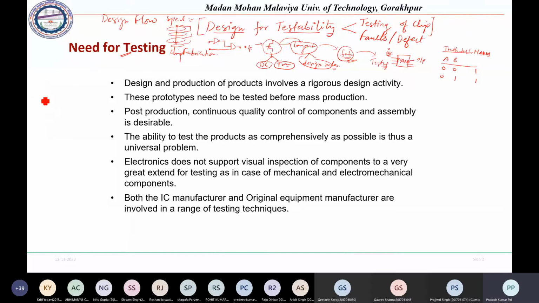So the need of testing is because suppose there are different steps, suppose 6 steps are there. We have followed the first step, then second, third, fourth, fifth, and sixth. We have followed all the rules and regulations given in each step, and at the end we have got a chip. Now suppose at the end we go for testing, after the chip is fabricated.